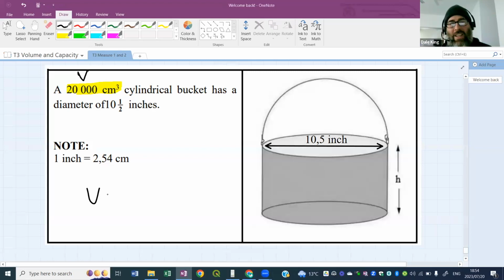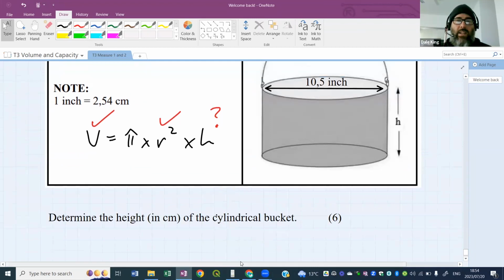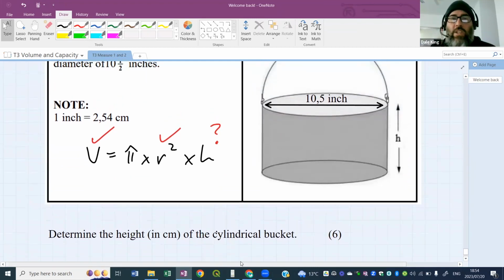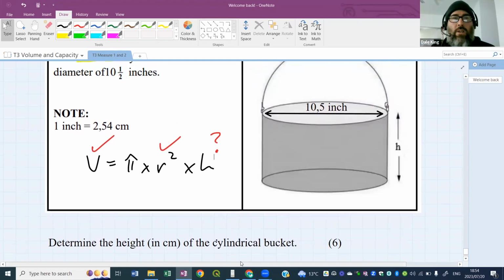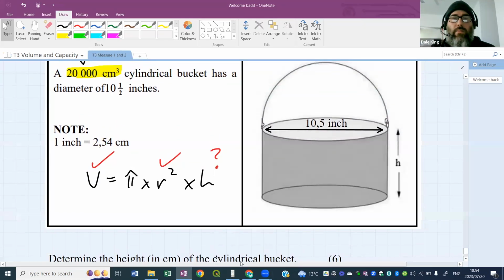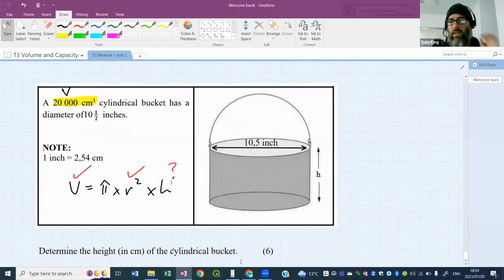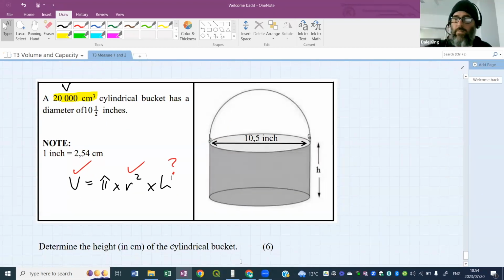So in the formula, V equals, this is a cylinder, so it's pi times r squared times height. They've given us a volume. They've given us a diameter. We can work out radius, but they haven't given us a height. So here's the question. Determine the height in centimeters. I told you it's a cracker. Take a screenshot. I'll zoom out a little bit. Take a screenshot of that. We are going to cover this question next week. Let's see who can get this one.